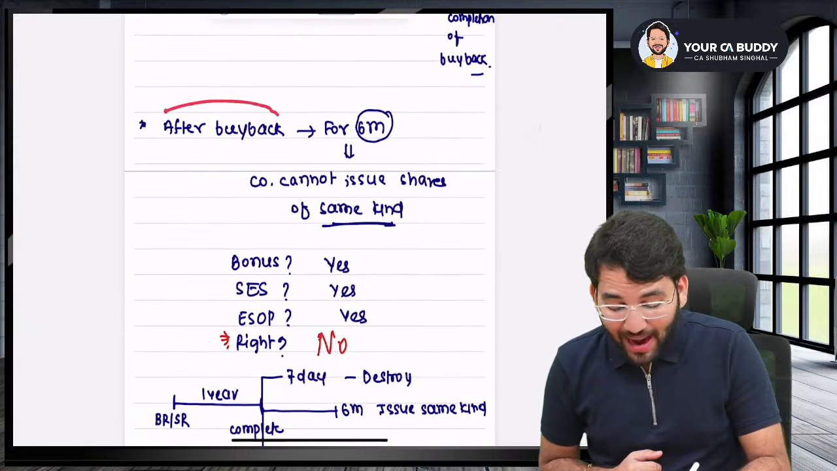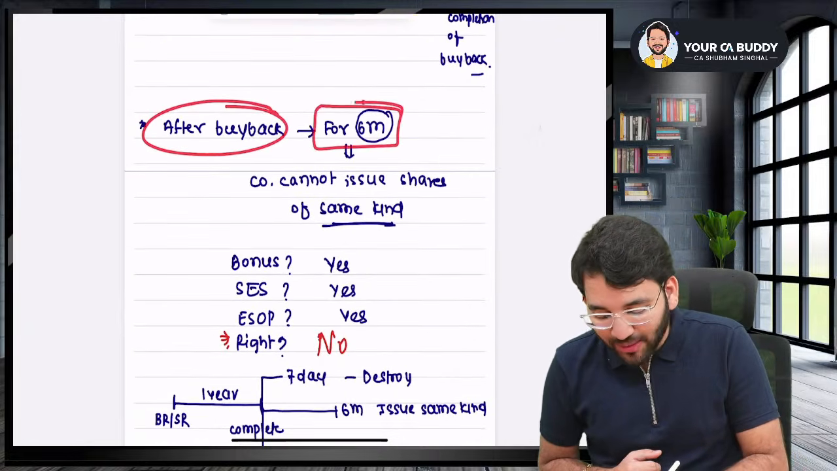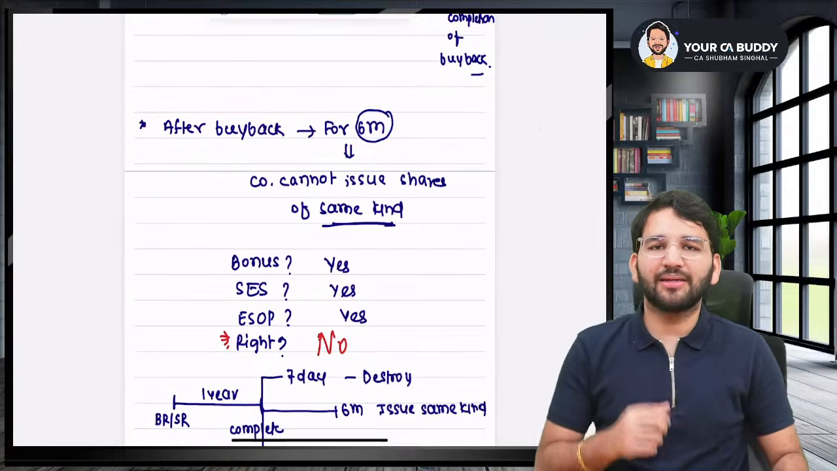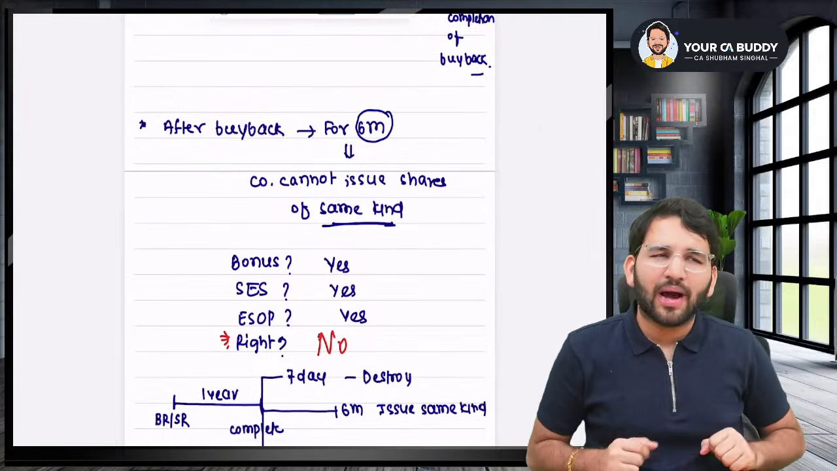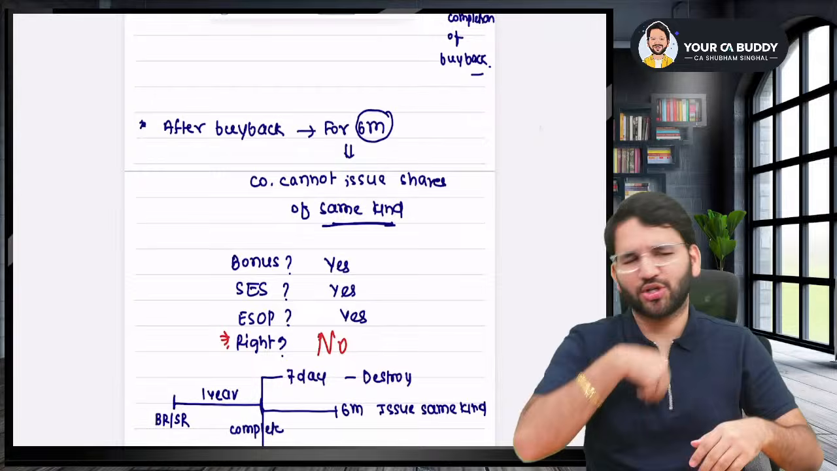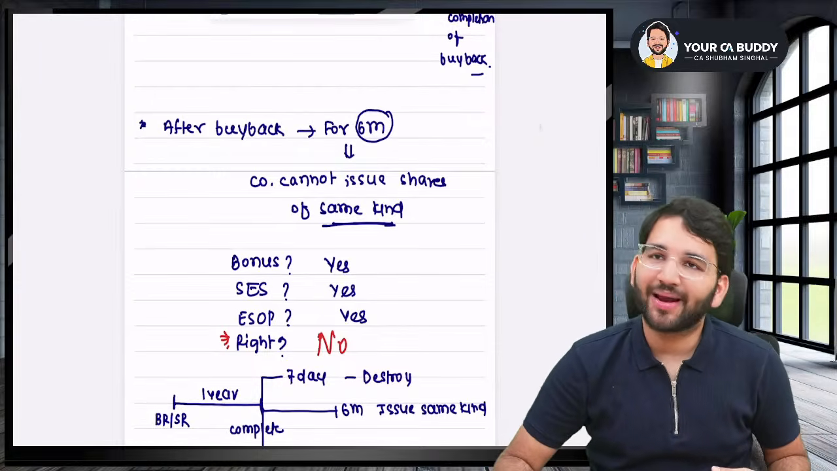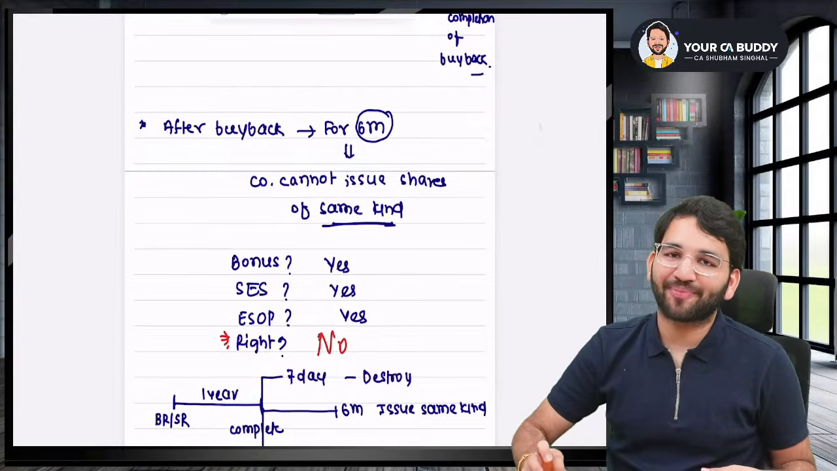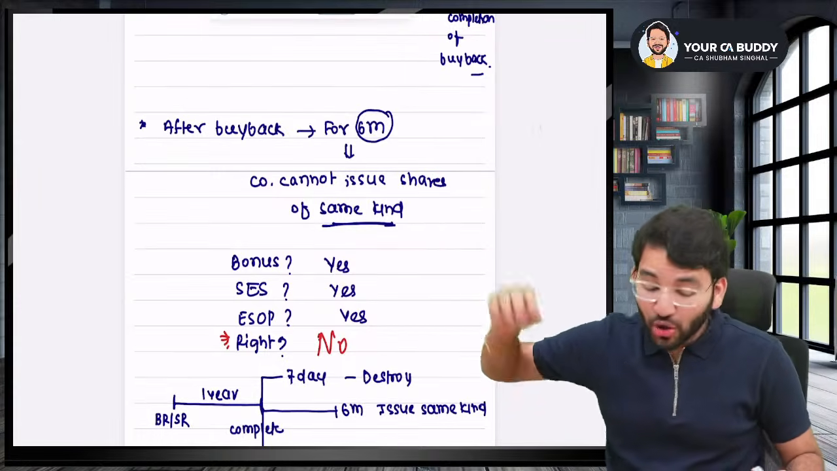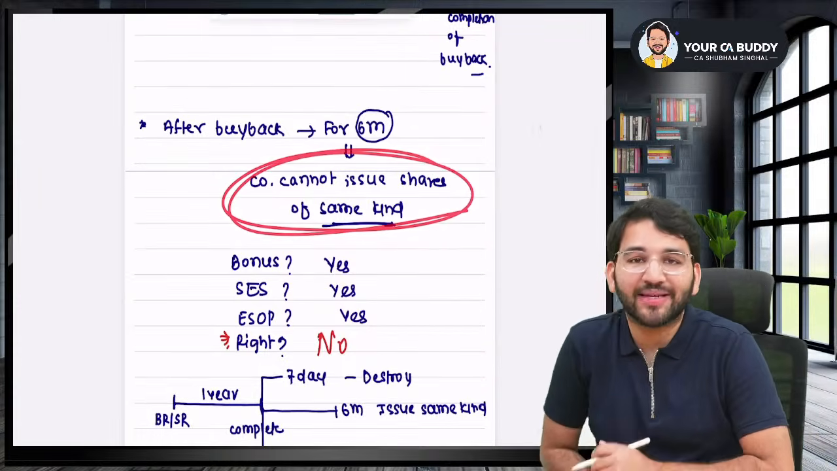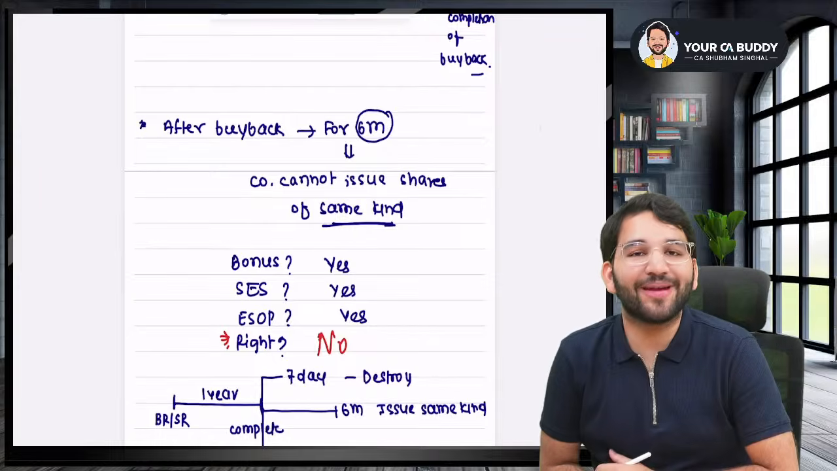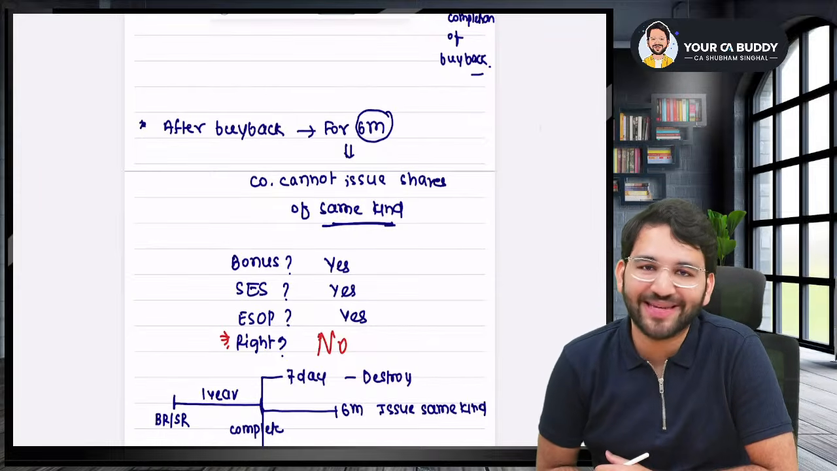And after buyback, listen to me, for at least the next 6 months. Sir, see, when I'm doing a buyback, I'm showing that I'm very rich. Give me back my shares and take back your money. But again, after you have just completed a buyback, within 6 months, do not go and issue any fresh shares of the same kind. Fresh issue cannot be done of the same kind.